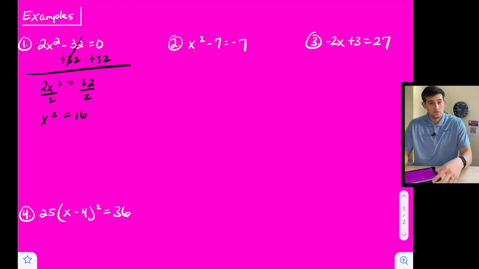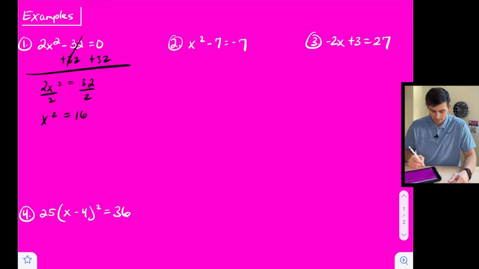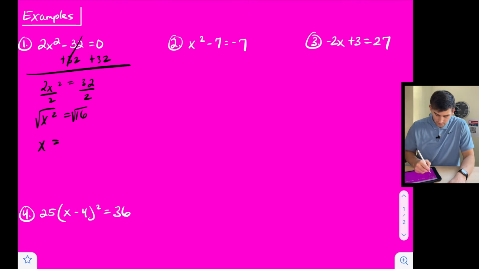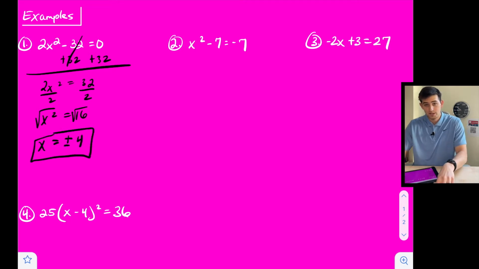And now, so far, what have we been doing? Inverse operations. So what's the inverse of squaring x? Well, that would be taking the square root. So now we get x equals, and since 16 is a positive number, we're going to say x is equal to positive and negative 4. So we would have two real solutions here, positive 4 and negative 4.